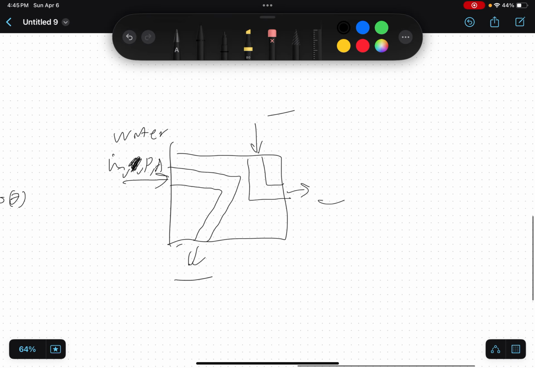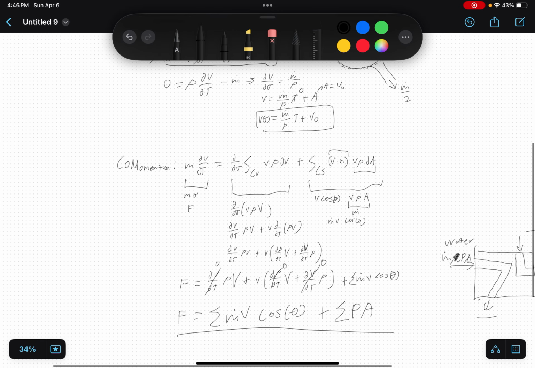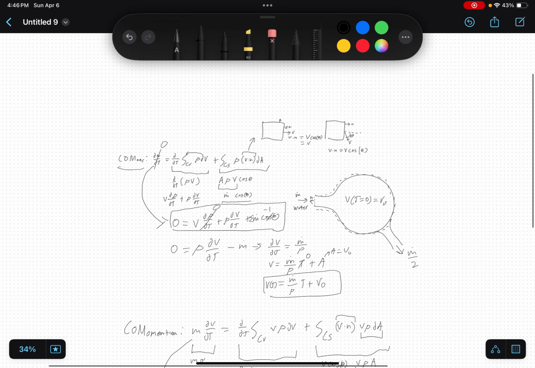So we're left with F equals sum of m dot v cosine, plus, I'm going to add the term here, sum of pressure times area. This is the final form that you care about. So this equation boils down to that, and this equation boils down to that one. Okay.